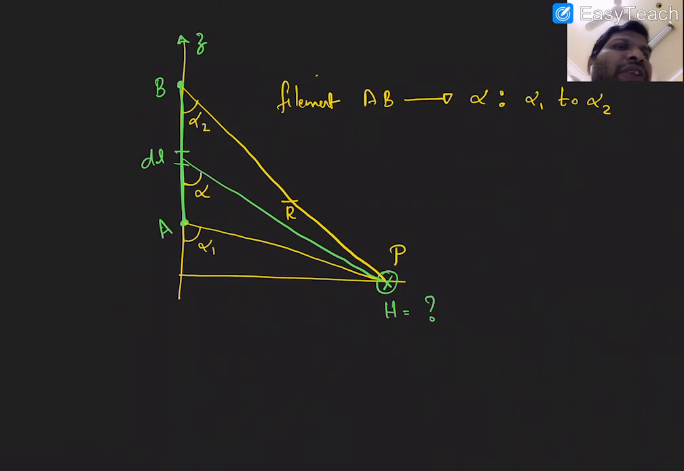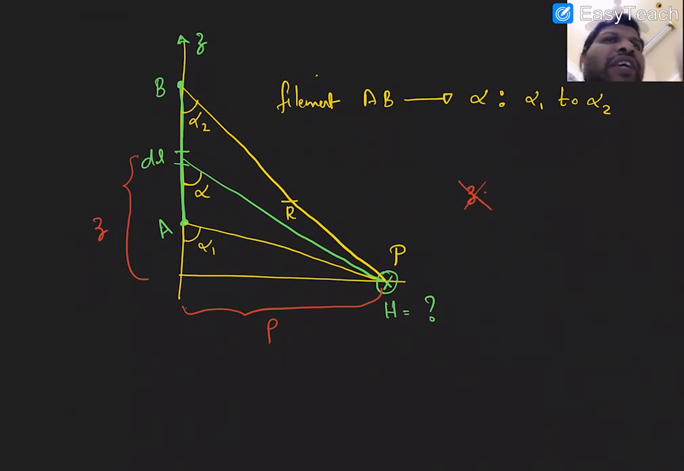So we will represent everything in terms of alpha, and you know that this distance is rho, and this distance is z. So we can represent in terms of alpha. We will remove the term z. How can we remove this? We will be representing everything in terms of rho and this alpha.